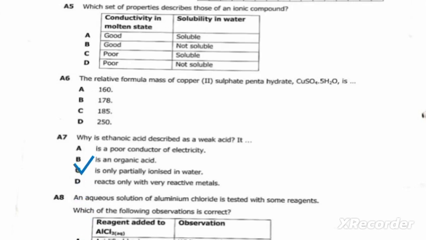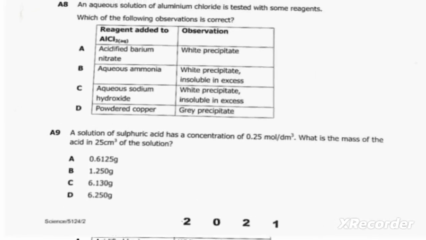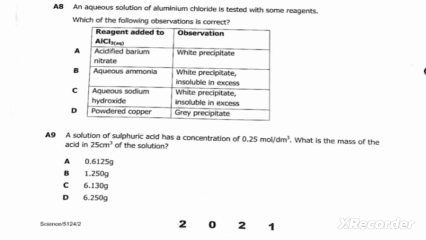So why is ethanoic acid described as a weak acid? It is only partially ionized in water. Okay. Let us move to the next question, which is question A8.